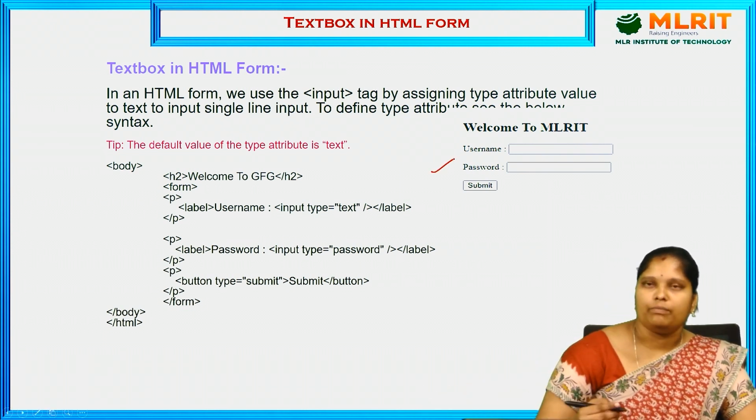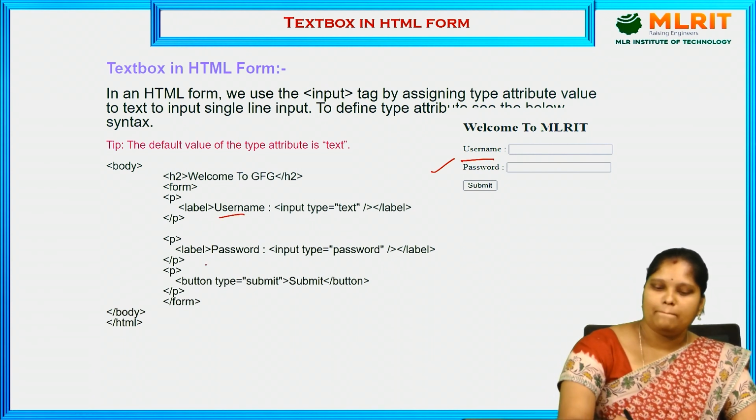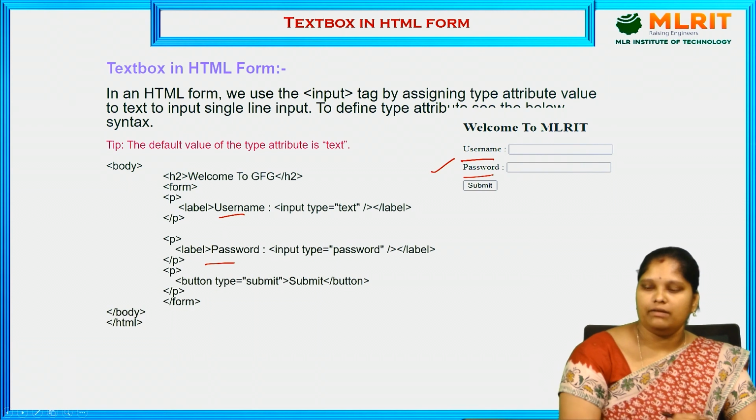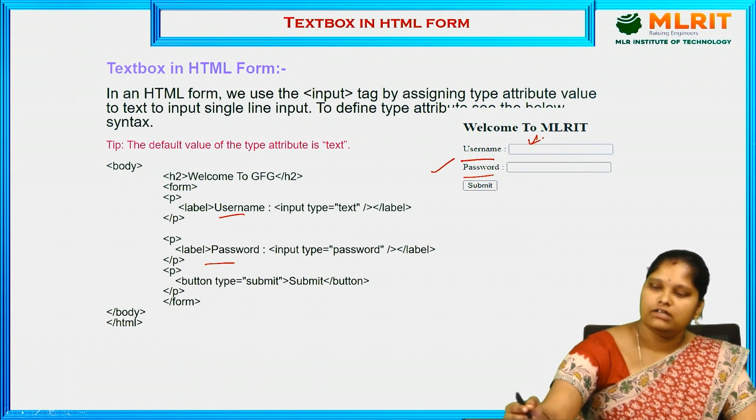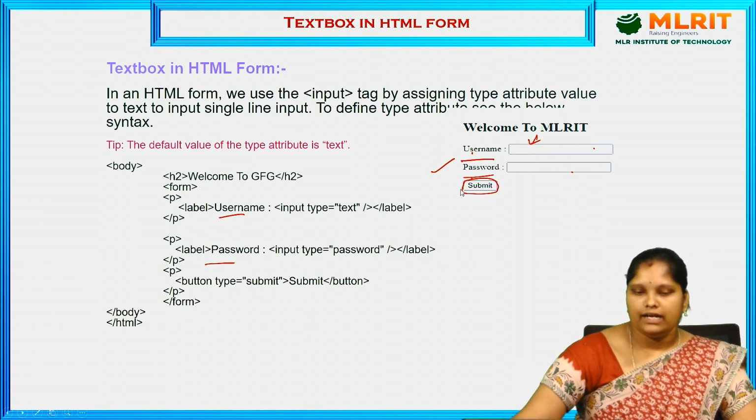This is the output, right? This is the label name. Label name is username. Password is label name. This text box, this box label is username. This box label is password, and this button label is submit, right? And like this, we can insert the text boxes in the form, right?